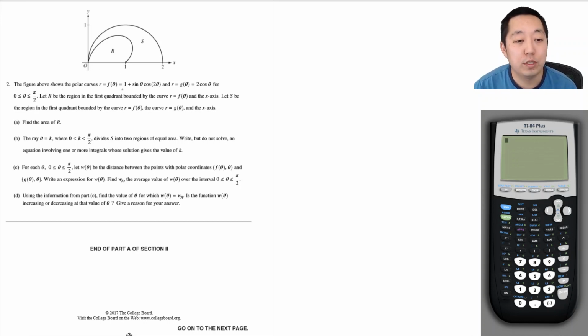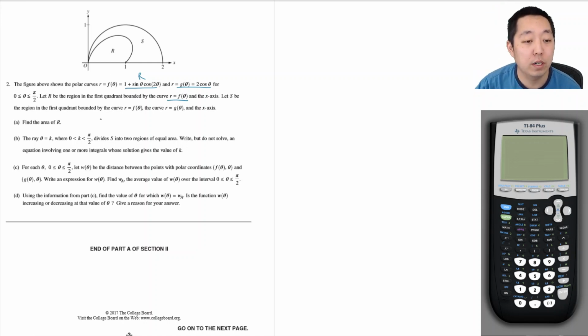So the figure above shows the polar curves r equals 1 plus sine theta cosine 2 theta, and that's f here. And let R be the region in the first quadrant bounded by the curve f. So this one is R. And let S be the region in the first quadrant bounded by these two curves. So S is just between these two.